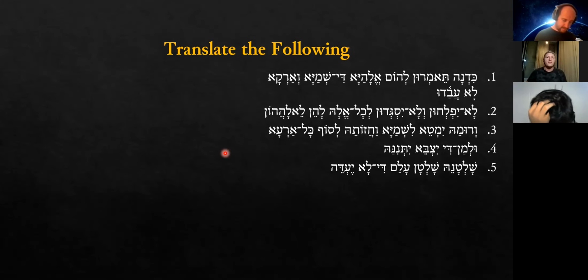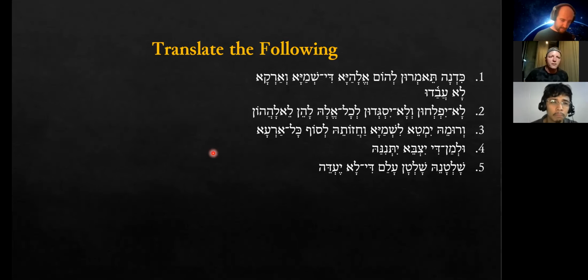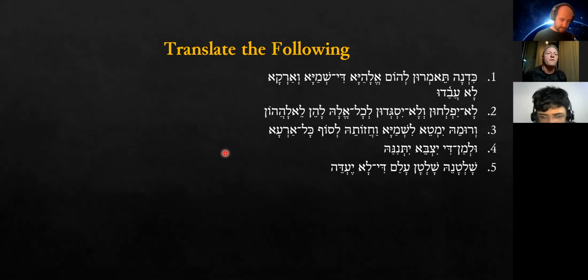Number 5. Okay, my turn. Maybe it says and to whoever desires, he will give it, because there's a le on the front of that. To whomever he desires, he will give it. That makes sense. He gives it to whomever he desires. All right, number 5.